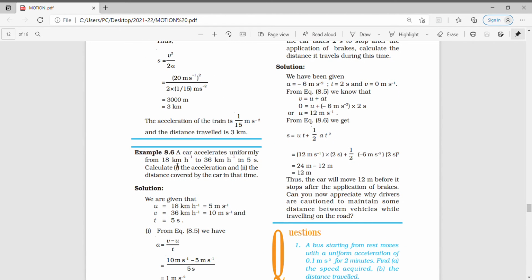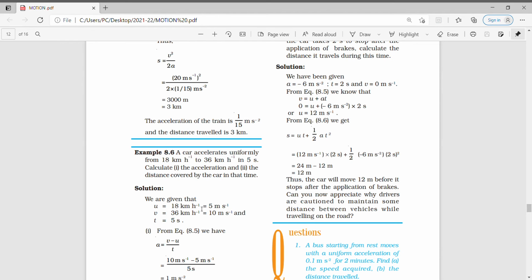Now next example is example 8.6. A car accelerates uniformly from 18 km per hour to 36 km per hour in 5 seconds. Calculate acceleration and distance covered by the car in that time. So initial velocity is 18 km per hour. And again, it will be converted to meter per second because we have to get initial velocity and final velocity in SI units.